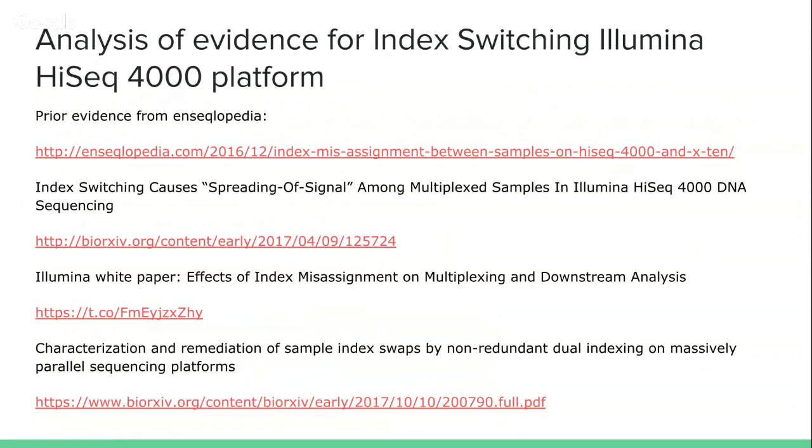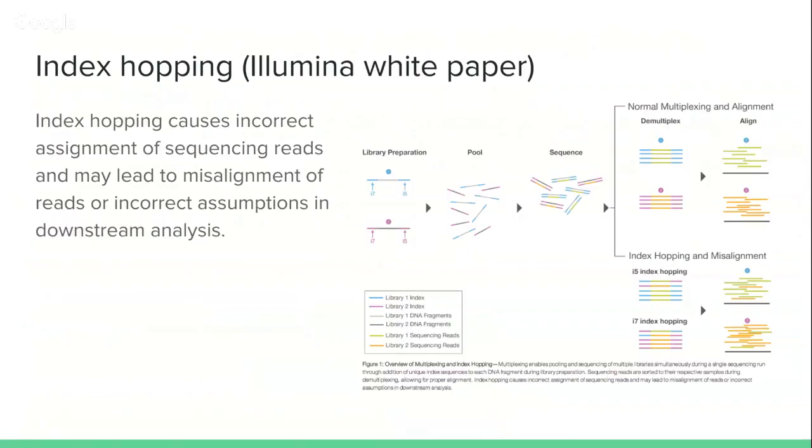essentially disappear. So index hopping from the Illumina white paper is essentially what happens when you have molecules being processed with a different tag than they should, right? It causes incorrect assignment of sequencing reads and then may lead to misalignment of reads or incorrect assumptions in downstream analysis.